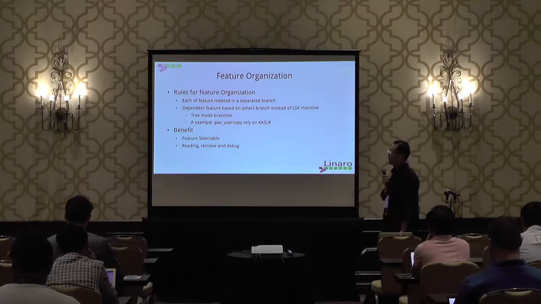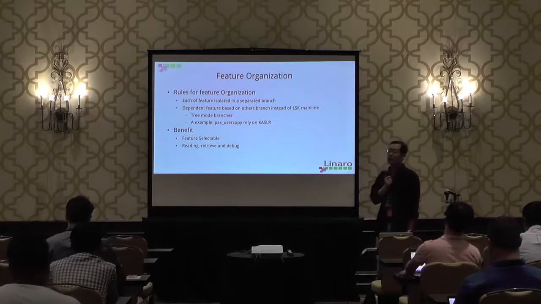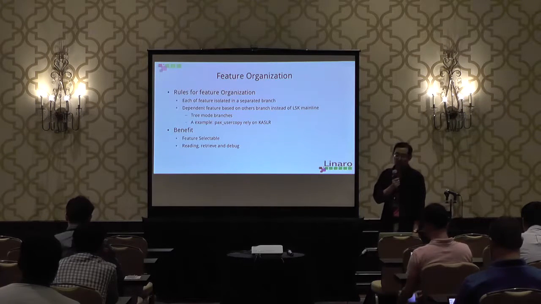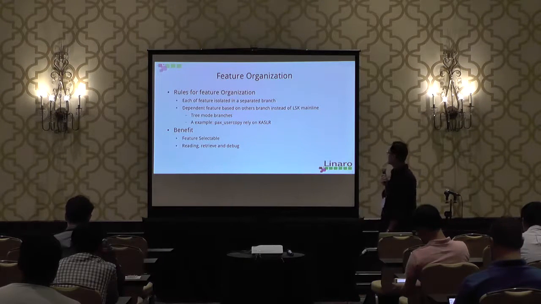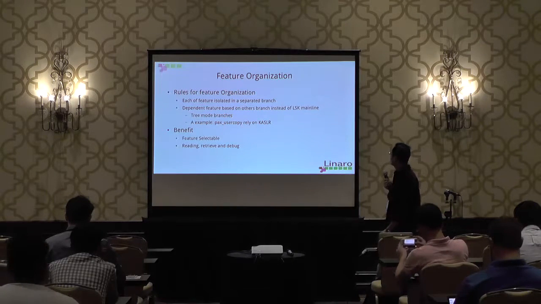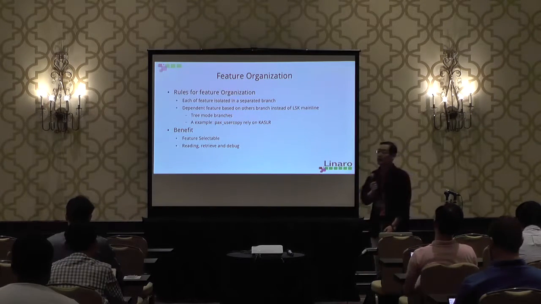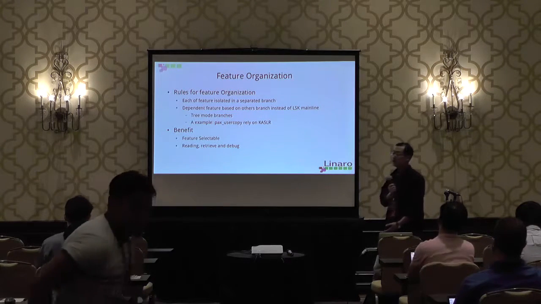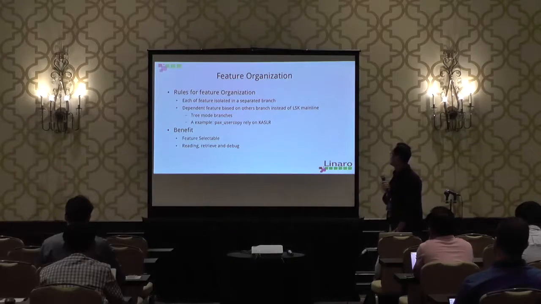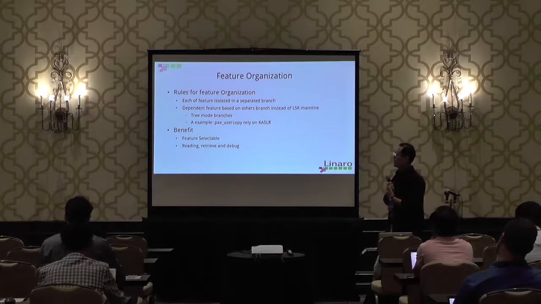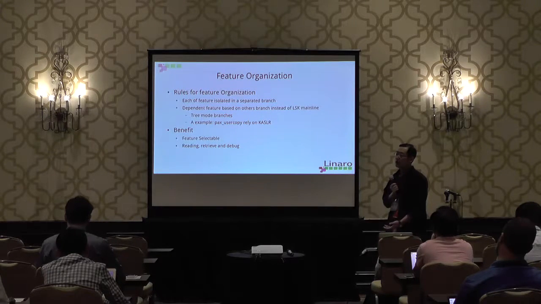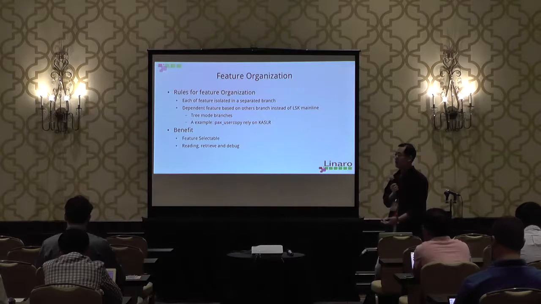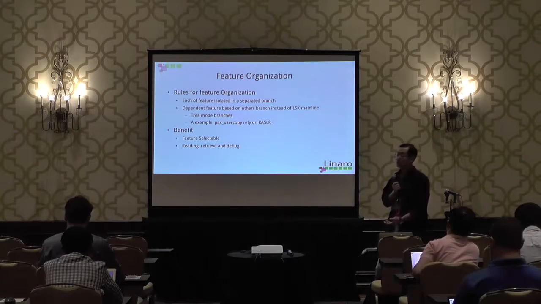Feature organization. When you do the backporting, maybe there are lots of features you need to backport, and maybe some of them may conflict with each other. So you need a good organization. The best rule for this is each feature should be isolated in a separate branch. That would make your branches much clearer. The opposite solution is you mix everything together, but that is really a disaster if something goes wrong and you need to review maybe all of the commits, and find it difficult to debug or fix.